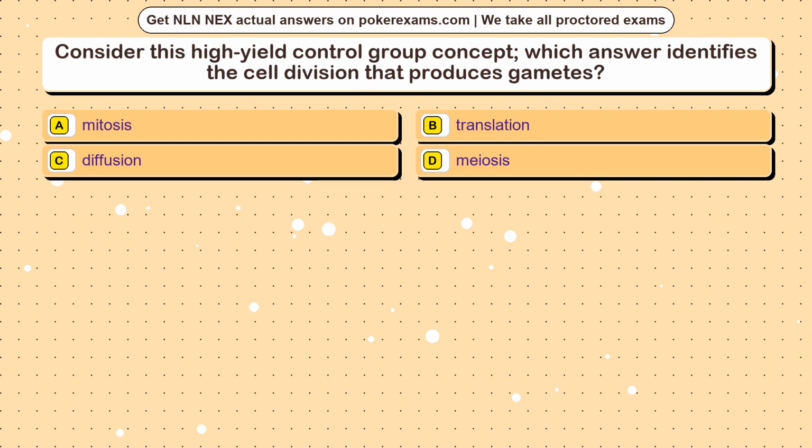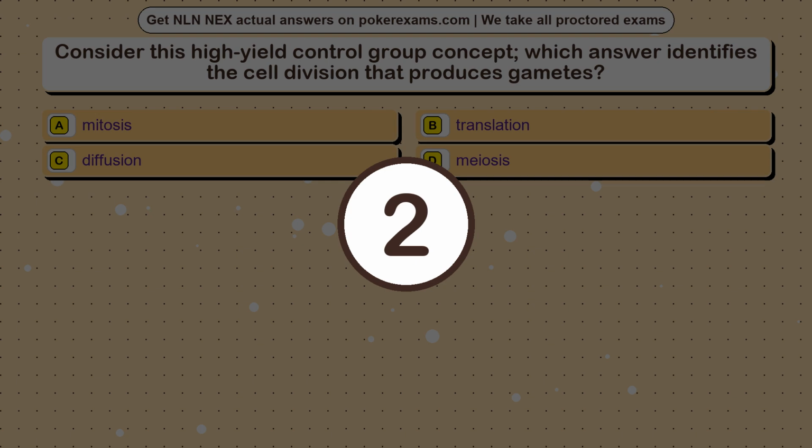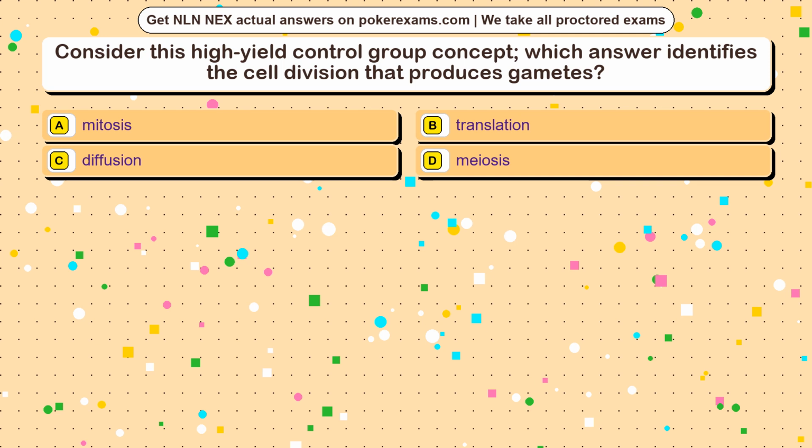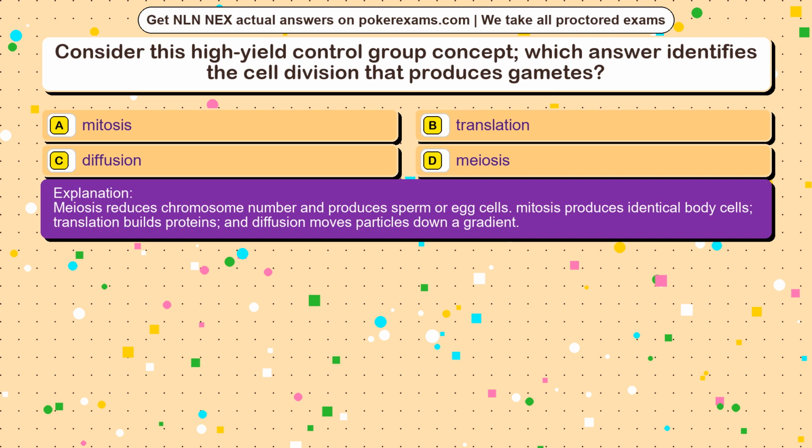Question 18. Consider this high-yield control group concept. Which answer identifies the cell division that produces gametes? Option A, mitosis. Option B, translation. Option C, diffusion. Option D, meiosis. The correct answer is option. Meiosis reduces chromosome number and produces sperm or egg cells. Mitosis produces identical body cells, translation builds proteins, and diffusion moves particles down a gradient.